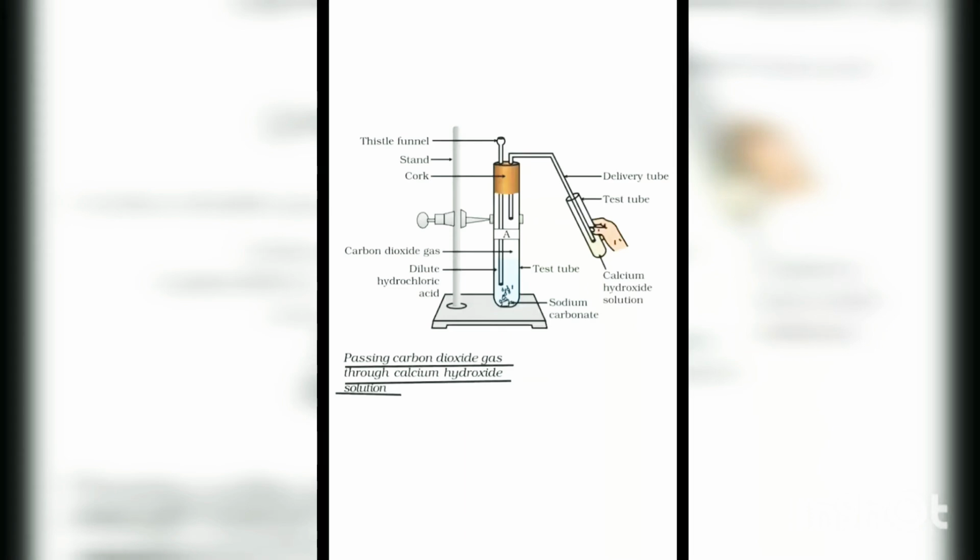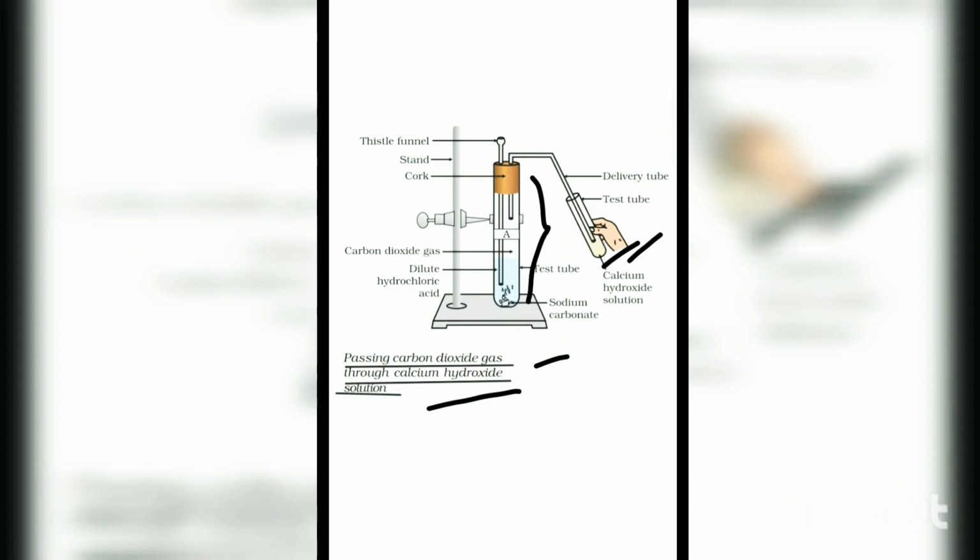Here is another diagram. See it carefully. It is passing carbon dioxide gas through calcium hydroxide solution, which I will discuss in the next equations. What happens here? You can see we also have two test tubes. This one is one test tube and this is another test tube.